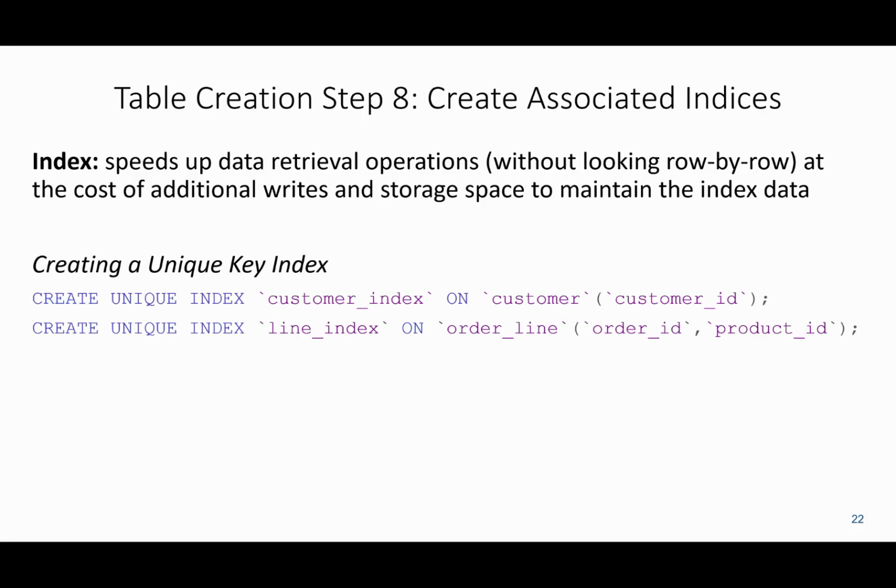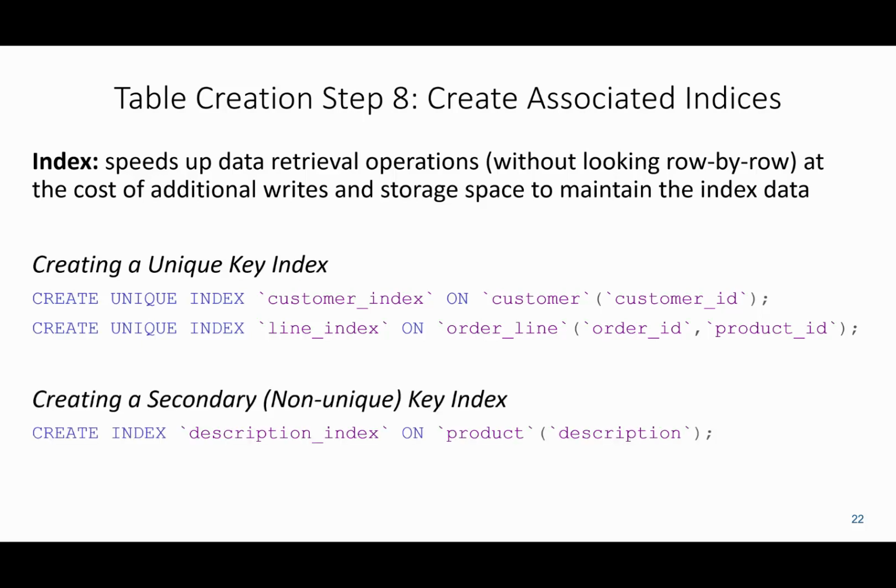So to create a unique key index, we say create unique index, and then the name of the index, and then the column and table that this index is going to apply to. So we say on the customer table, specifically the customer ID column. If we wanted to create a unique index on multiple columns, we do the same thing except have comma separated columns, such as you can see here on the next line. To create a secondary non-unique key index, we can say create index and then the name of the index on the table and then the column specifically related to that table.